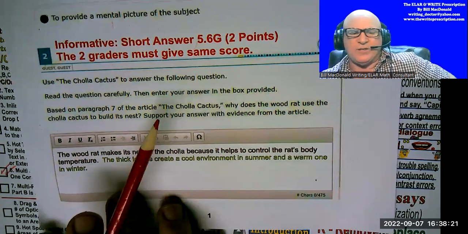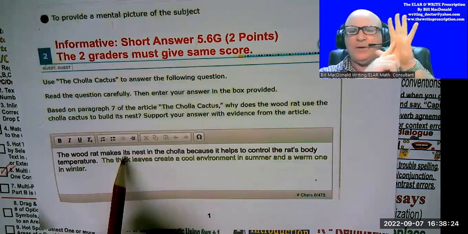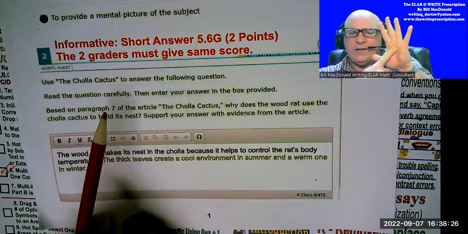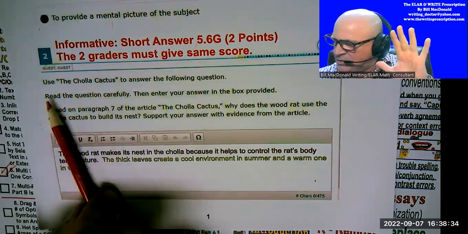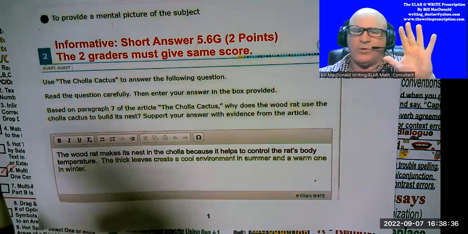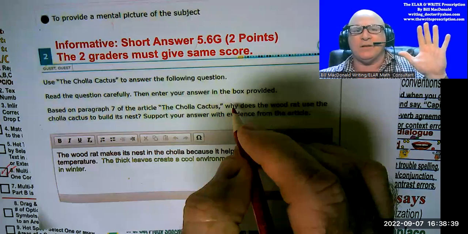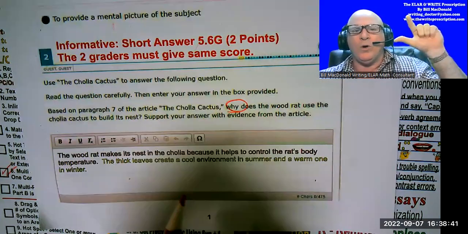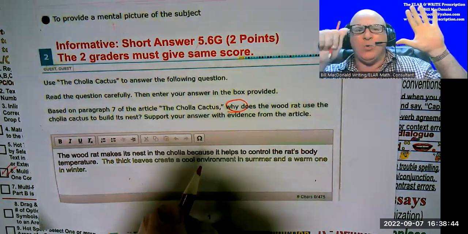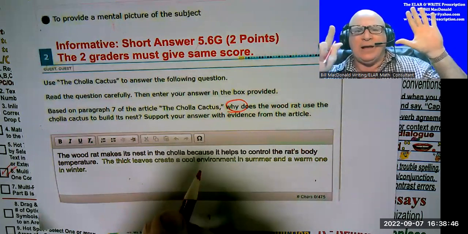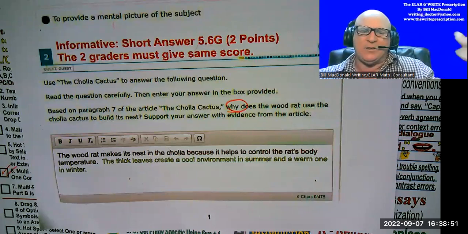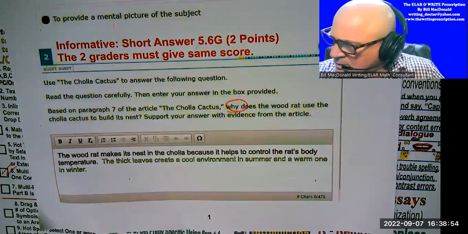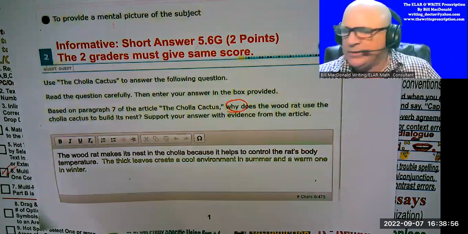The question was, based on paragraph 7, so just one paragraph, why does the wood rat use the kala cactus to build its nest? And I want you to notice that all of the questions are based on what I call the 6+1 W's. Who, what, when, where, why, which, or how. And how doesn't start with a W, but it ends with a W. So what they want to know is, why does it use the kala cactus to build its nest?